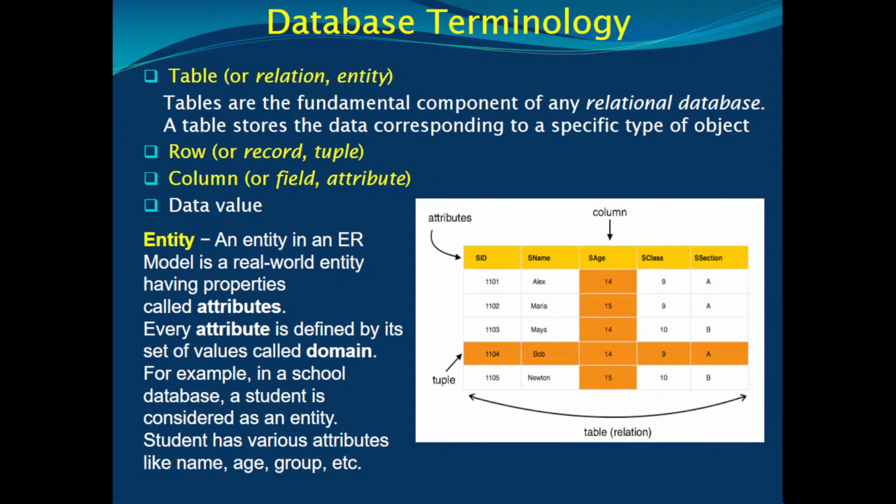A model is a real-world entity having properties called attributes. Every attribute is defined by its set of values called domain. For example, in a school database, a student is considered as an entity. Student has various attributes like name, age, group, and so on.